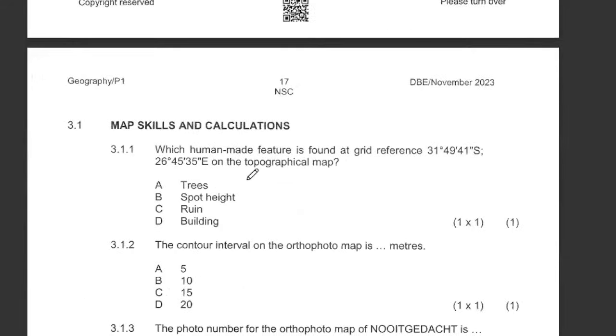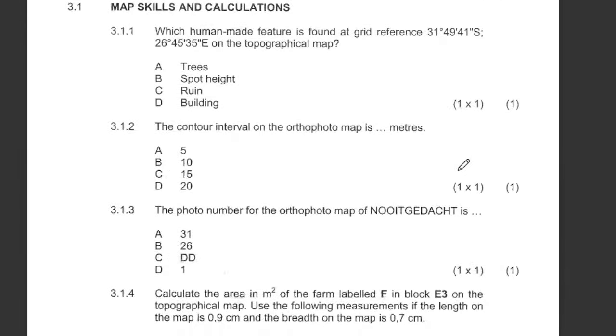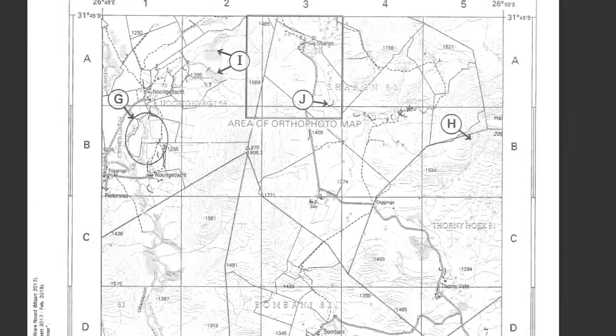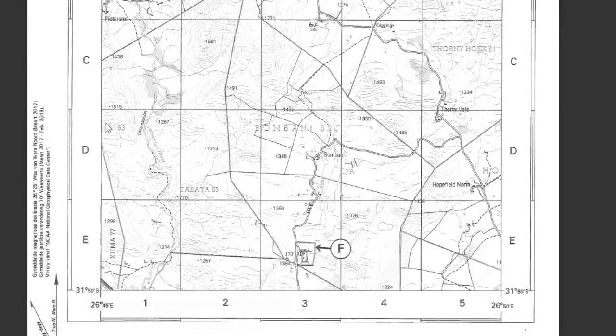Let's see the questions. Which human-made feature is found at grid point 3649? We come here, we check 3649. This is 36, this is 35, 45. So that means this one is 46, 47, 48, 49. So we are dealing with this. How many minutes? The minutes is 41. Therefore, we come here, 49 and 41, close to 50, is somewhere here. So we shall have our line drawn around here.